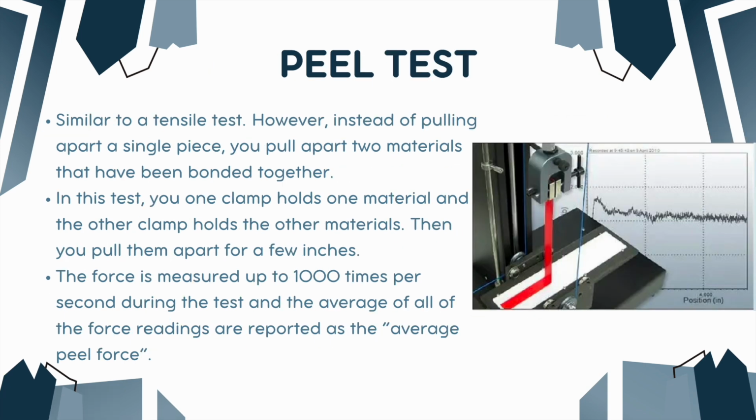And coming to the peel test, we can also perform a peel test in a universal testing machine. As we have discussed the tensile test and compressive test, this is very similar to the tensile test. However, instead of pulling apart a single piece, you pull apart two materials that have been bonded together. In this test, one clamp holds one material and the other clamp holds the other material. Then you pull apart for a few inches. The force is measured up to 1000 times per second during the test, and the average of all the force readings is reported as the average peel force.